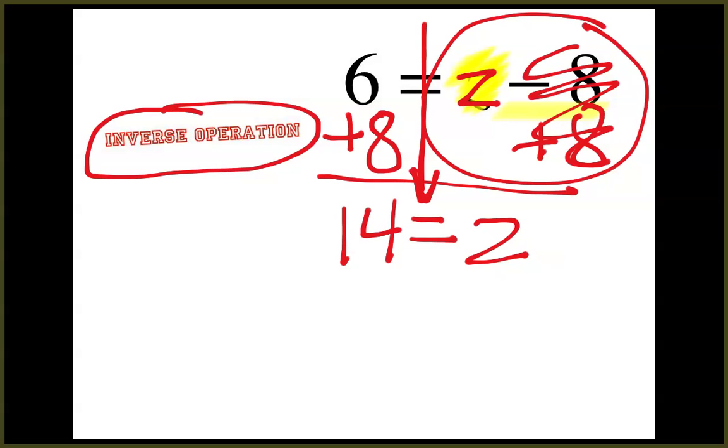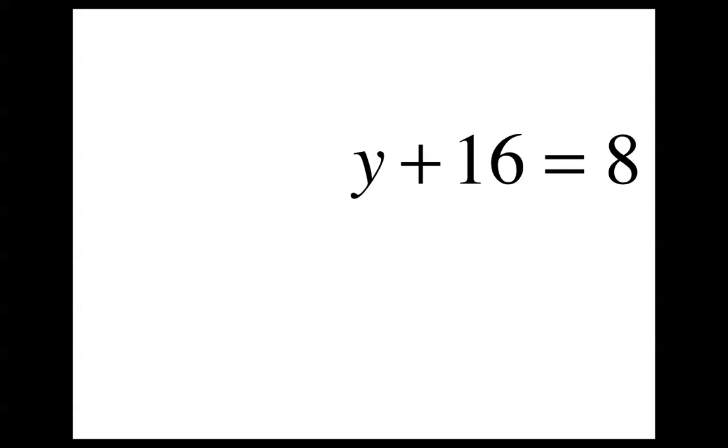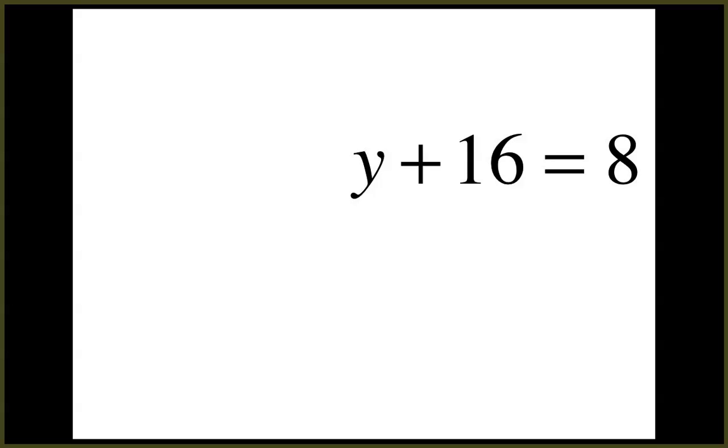So, 14 equals z is my solution, and I could check that by plugging a 14 right here. 14 minus 8 is 6. We're all set. Couple more practice problems just to make sure. Okay, y plus 16 equals 8. By now you should know what I'm going to do. You should know that I'm going to do the inverse of plus 16, which is minus 16.